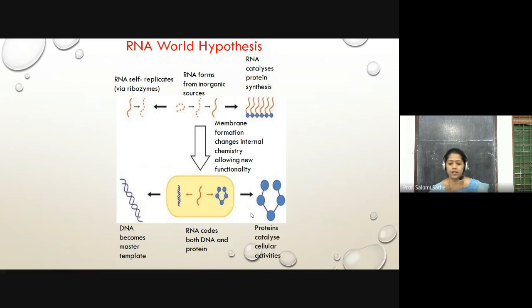RNA self-replicates. Here the RNA forms from the inorganic source, RNA catalyzes protein synthesis, then the membrane formation changes internal chemistry, allowing new functionality, and here they form the double stranded DNA structure, that is, the DNA becomes the master template. RNA codes both DNA and protein, and here the protein catalyzes cellular activities. This is all about the RNA world hypothesis.